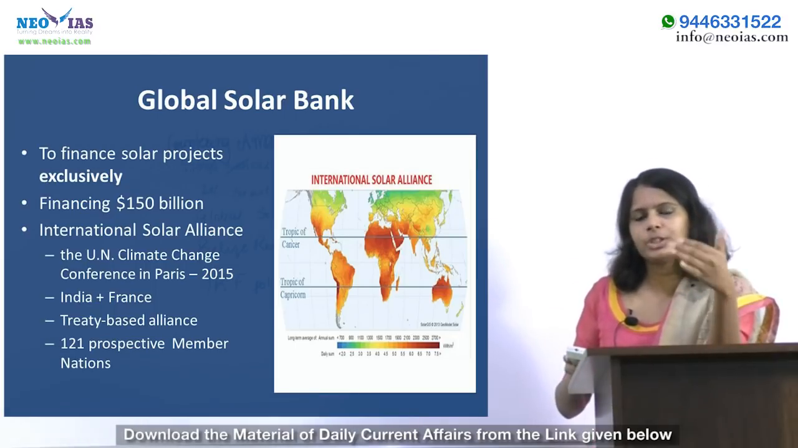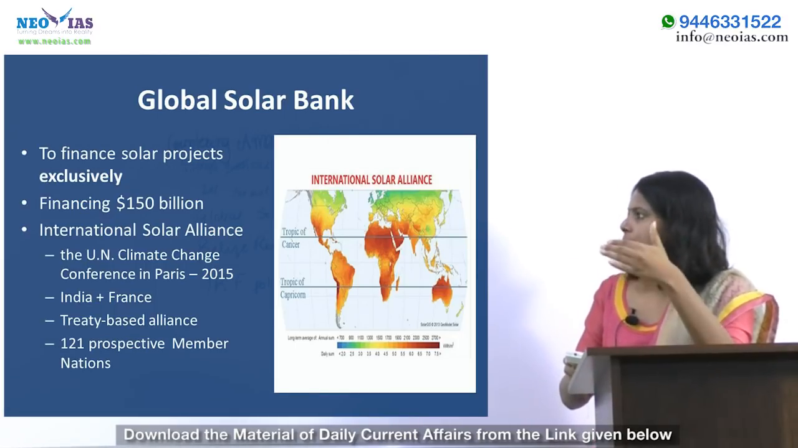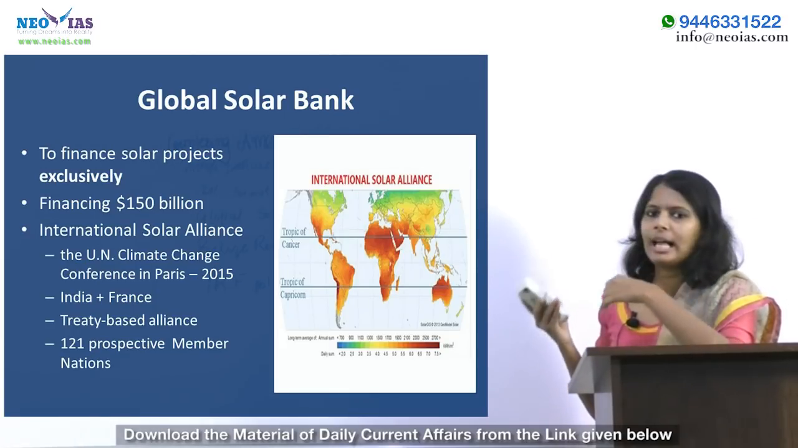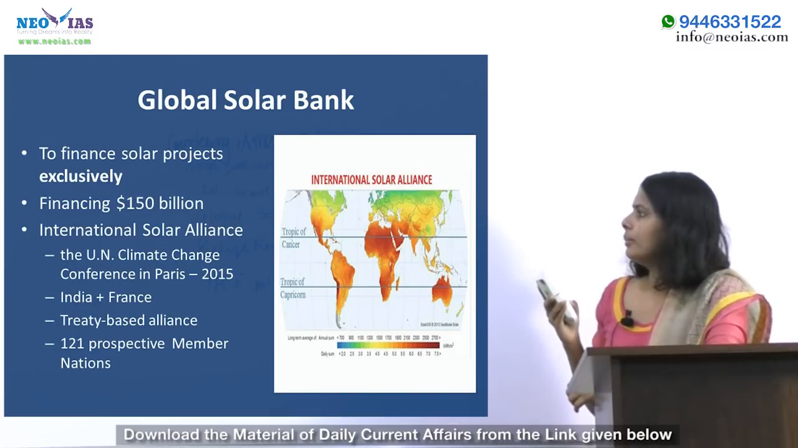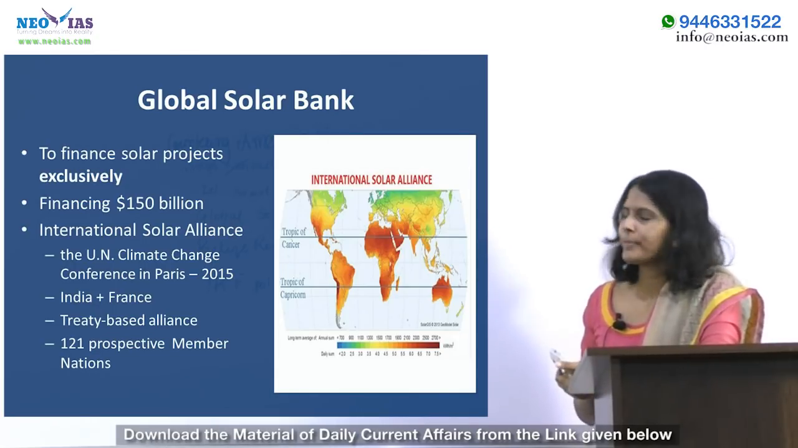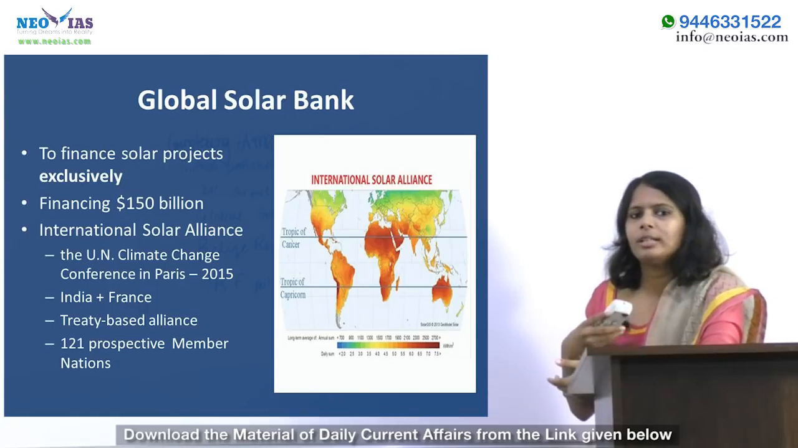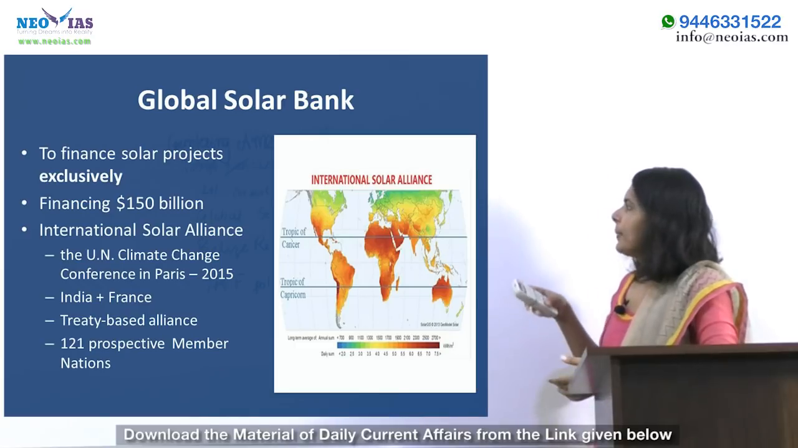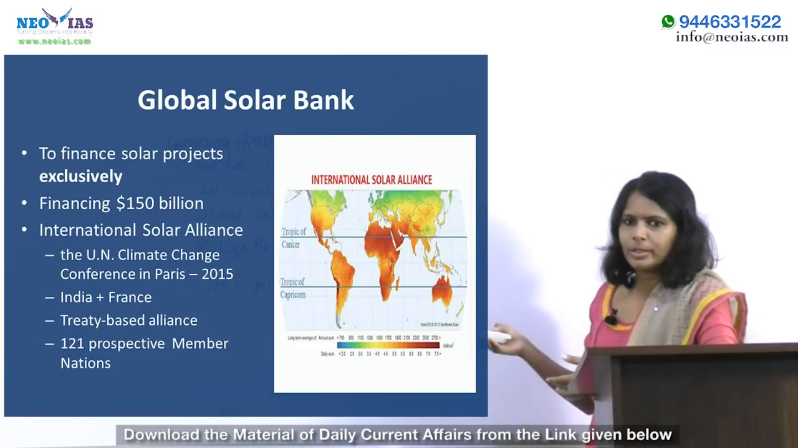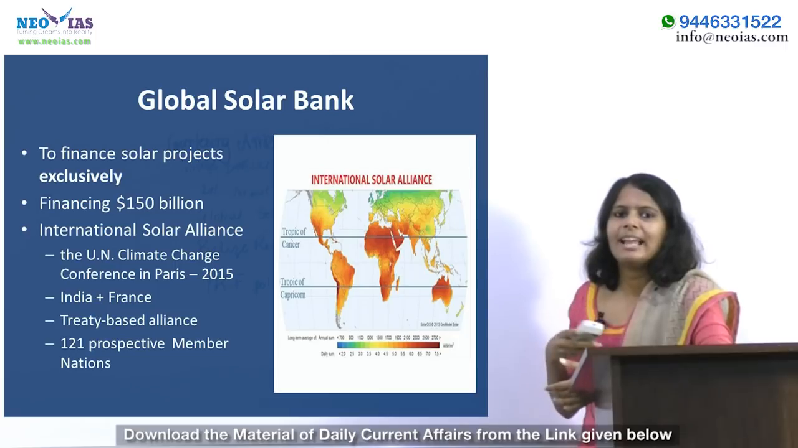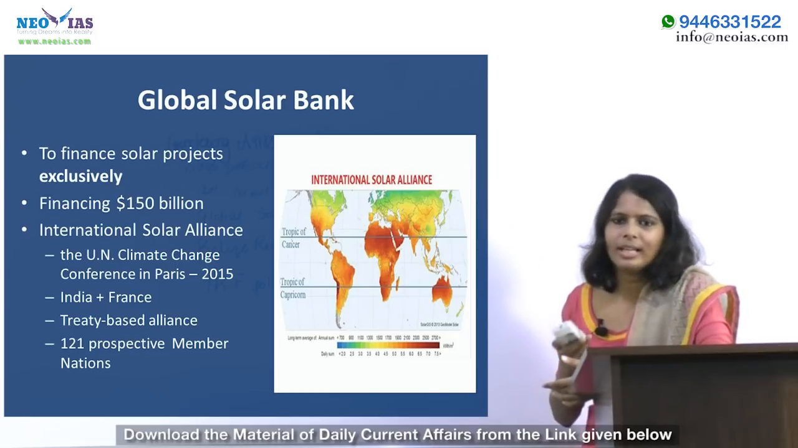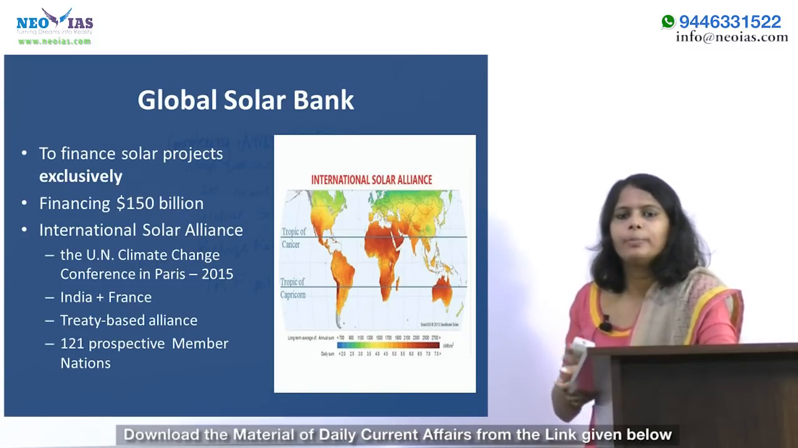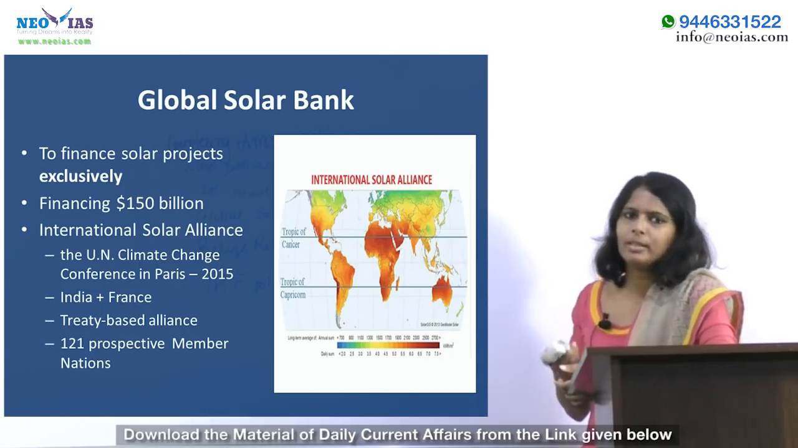Coming to the International Solar Alliance, it was launched by India and France at the UN Climate Change Conference in Paris in 2015. It is a coalition of solar resource-rich countries lying partially or fully between the Tropic of Cancer and Tropic of Capricorn, to specifically address energy needs by harnessing solar energy. It is a treaty-based alliance of 121 prospective solar-rich member nations.